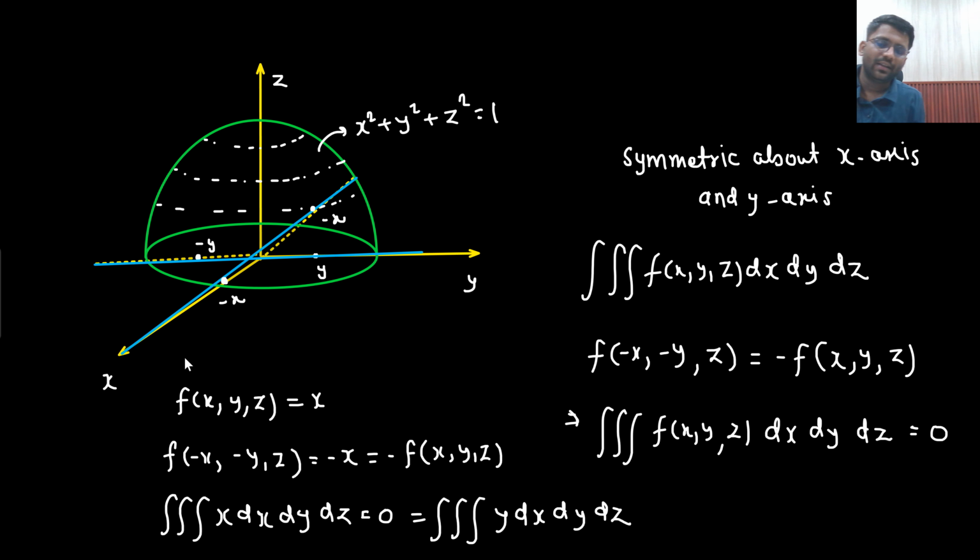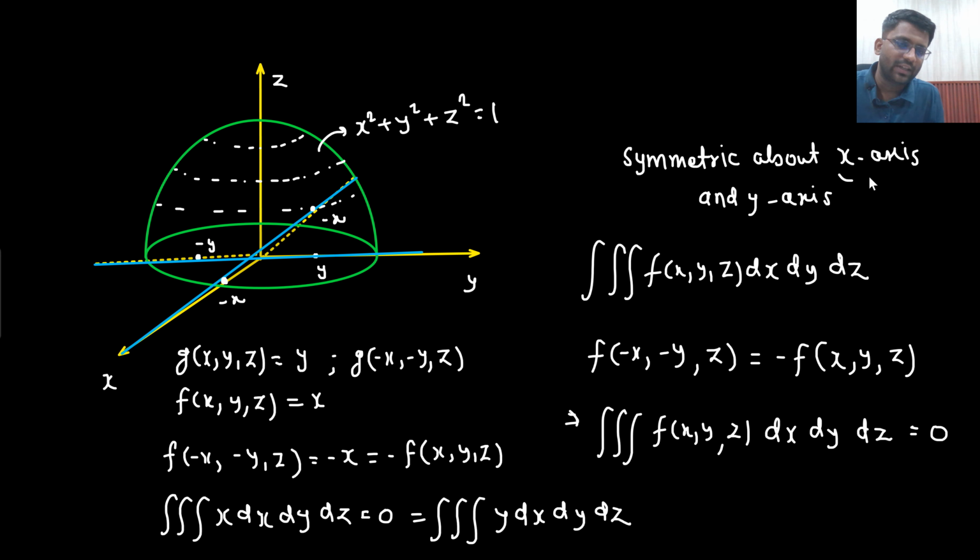Similarly, if your g(x, y, z) is y, then you do g(-x, -y, z). Why am I doing minus x, minus y? Because they are symmetric about x axis and y axis. And will the negative sign come out? Yes sir, it will be minus y only. So the negative sign will surely come out, and if the negative sign is coming out, then it would also come out to be 0.